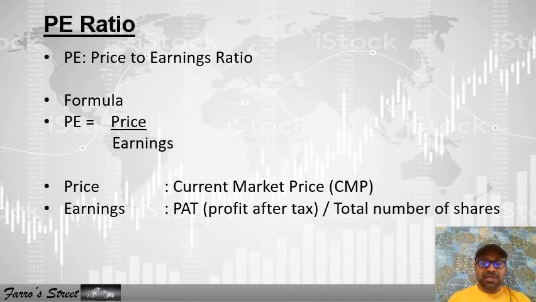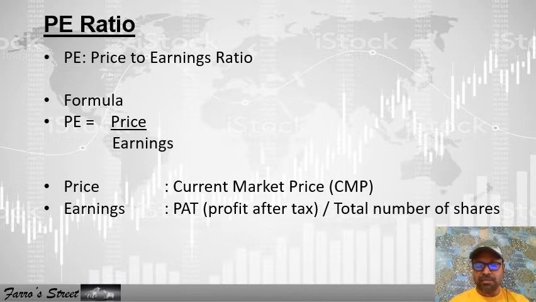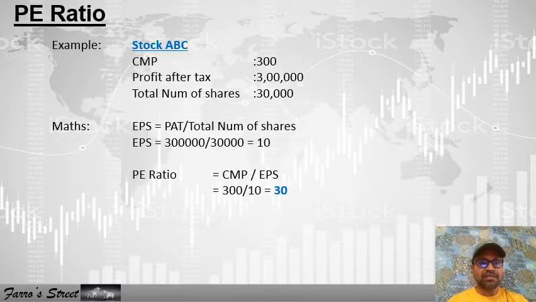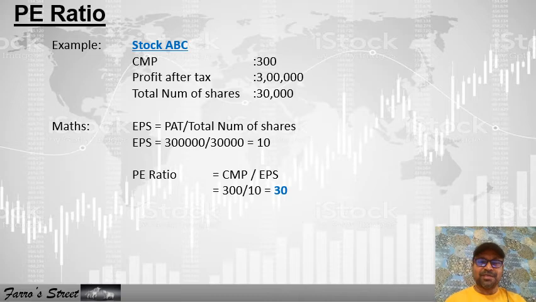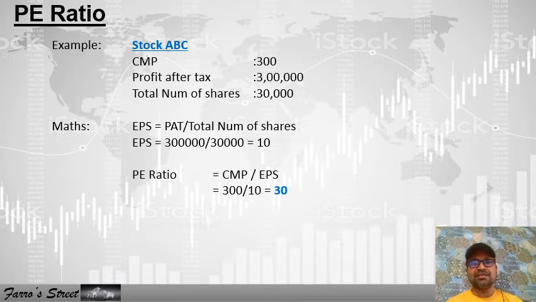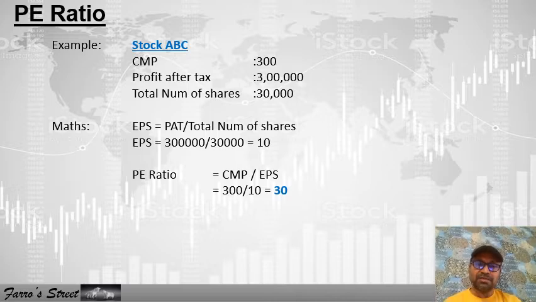Now earnings per share. Now I'm just putting it in very simplified terms. It's nothing but profit after tax divided by total number of shares of the company. बस अभी के लिए बस इतना ही समझ लो. Earnings. Let's take an example. Stock ABC. For example, the current market price is 300. Profit after tax is 3 lakhs of rupees. Total number of shares are 30,000.